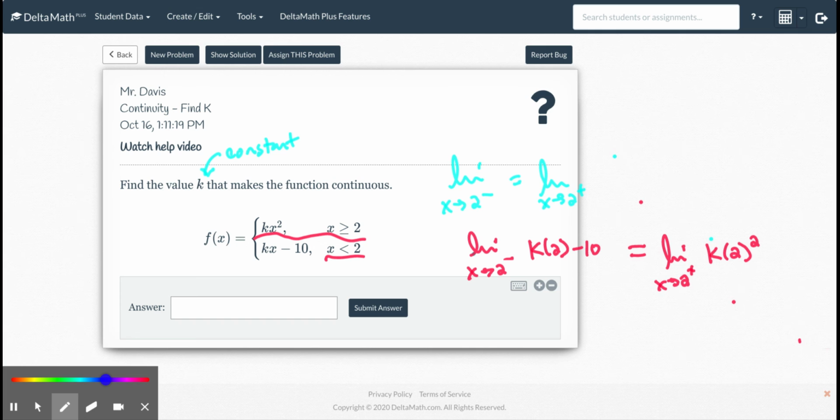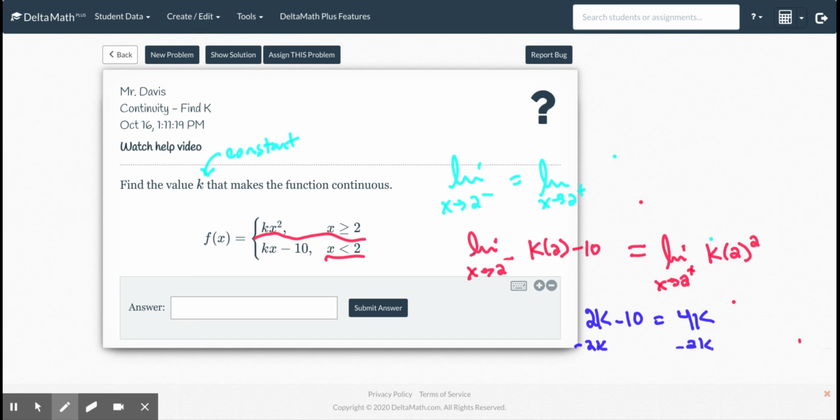So I'm going to drop the limit part of those and just do, this is k times 2, or 2k, minus 10, must equal 2 squared is 4, so it would be 4k. So these two must agree if this thing is going to exist. So then I'm simply just going to solve for k. So minus 2k, minus 2k. Negative 10 is 2k. Divide by 2. So k is negative 5.